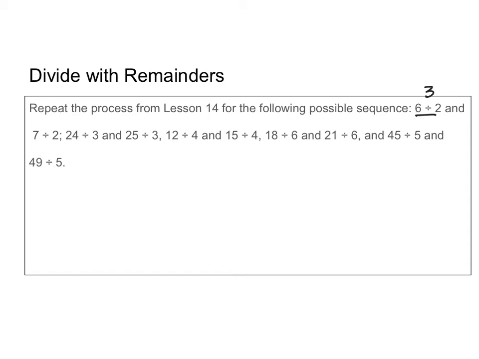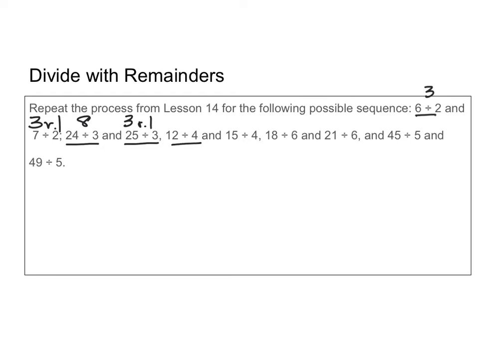All right, 7 divided by 2. Oh, a little trick here. We're going to count 2, 4, 6, which is 3. We don't have enough for another 2, but we do have 1 left over. 24 divided by 3. 3, 6, 9, 12, 15, 18, 21, 24. That gives us 8. 25 divided by 3. We'll do the same process. 3, 6, 9, 12, 15, 18, 21, 24. But we have to add 1 more to get to 25. So we have 8 remainder 1.